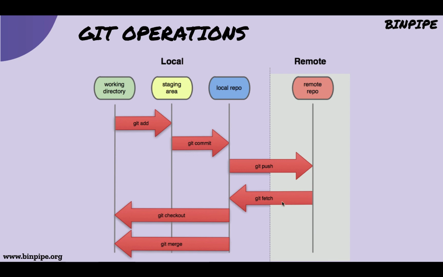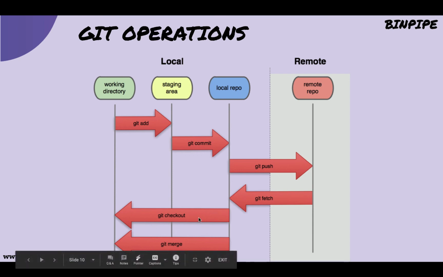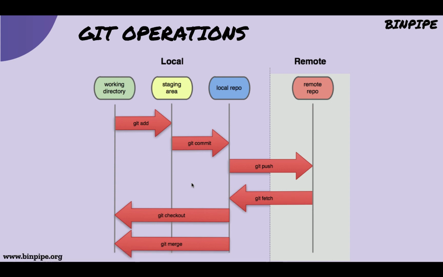Similarly, if you want to update your local repository from the remote, then you issue a git fetch or git pull command, and that syncs it with the remote repo. And there are two other commands, the git merge and the git checkout. Git checkout allows you to switch between branches and check out a new branch, and git merge allows you to merge two or more branches.